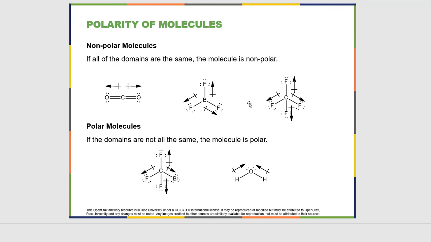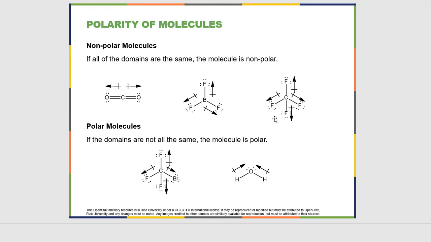And here we have a tetrahedral case. This is a trigonal planar case. Here we have a tetrahedral case where these aren't even all in the same plane. I didn't draw it that way, but they're not. And when you look at this, these all cancel each other out as well.